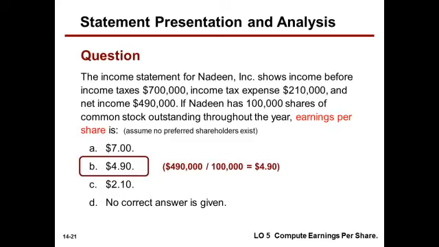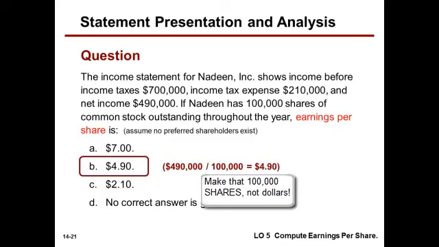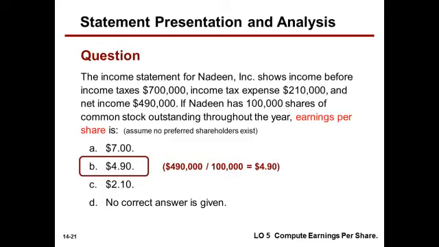The answer is EPS is $4.90 per share. That is net income divided by average common shares for the year of 100,000, or $4.90 per share for the current year.